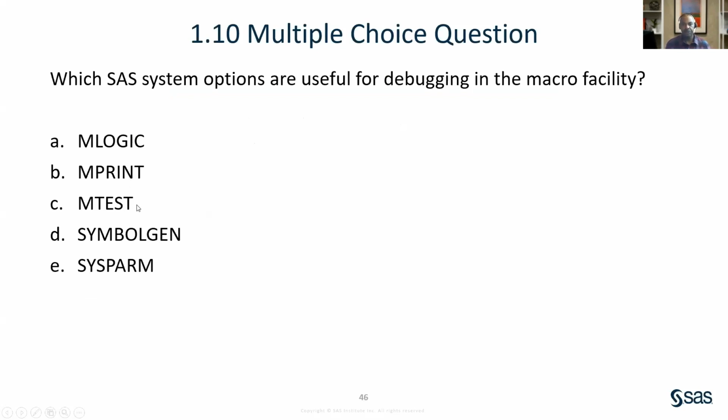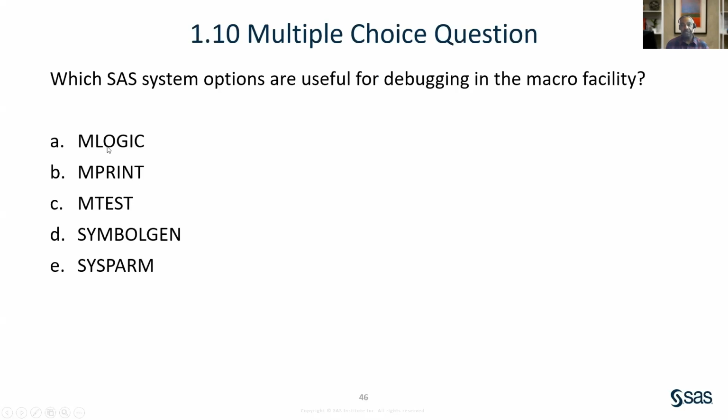Here's another multiple choice question. Which SAS system options are useful for debugging in your macro facility, just in case you make some mistakes? Syntax-wise or logic-wise? There's actually 3. MLOGIC, MPRINT, and SYMBOLGEN. SYMBOLGEN is for resolving macro variables. MPRINT is for showing you the code from a macro program.